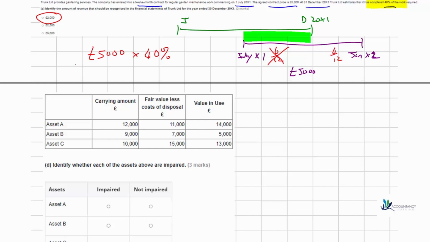The question doesn't ask us for the double entry, but just so that we understand as part of our revision, we need to do a debit and credit for this. So we would credit the revenue with the £2,000. Now it doesn't say that we've invoiced anything, so we cannot debit trade receivables, but we can debit a contract asset, which is effectively some sort of work in progress account.